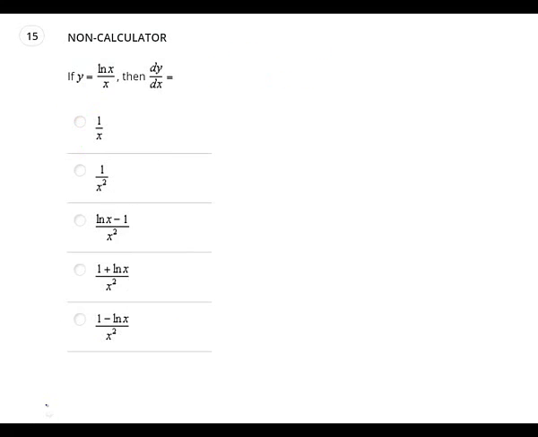All right. Looking at this one, we got to do a derivative. It looks like we got to do a quotient rule. All right. So, low d high. What's your low?